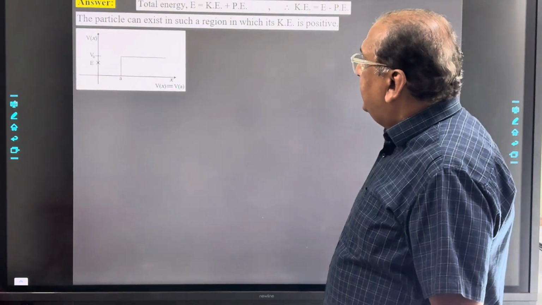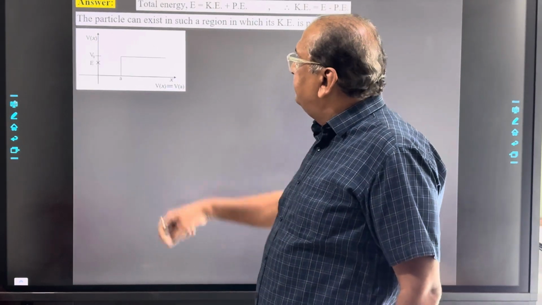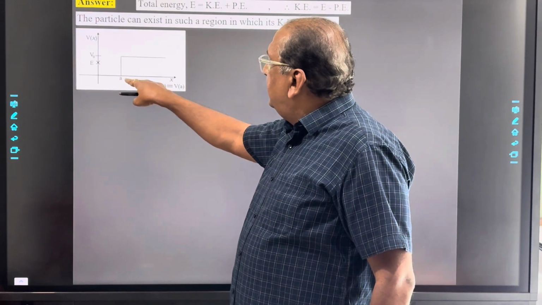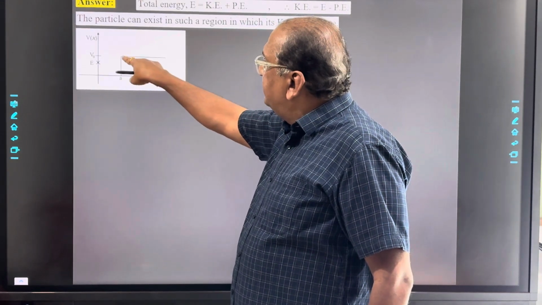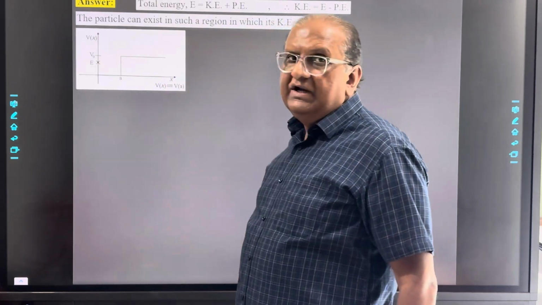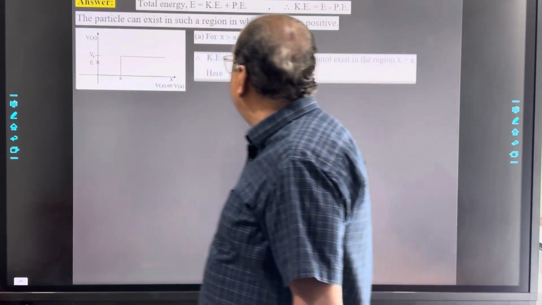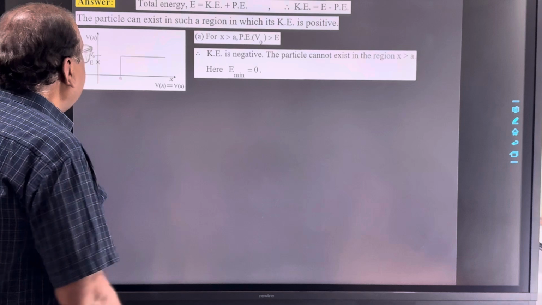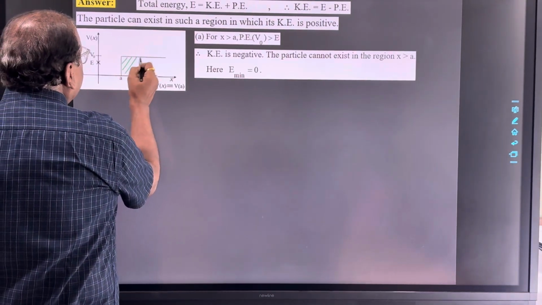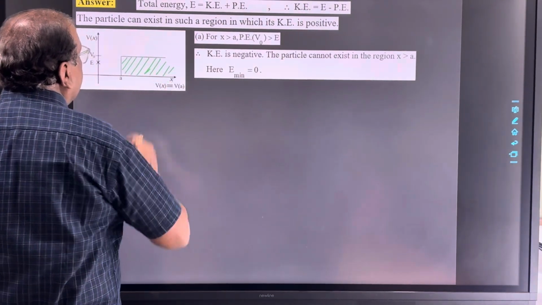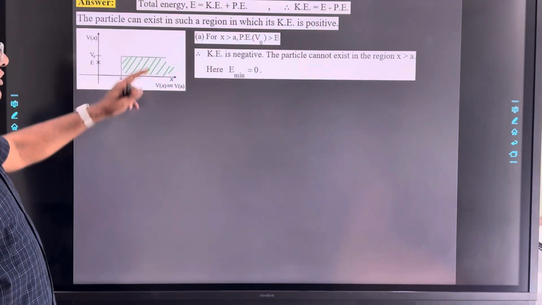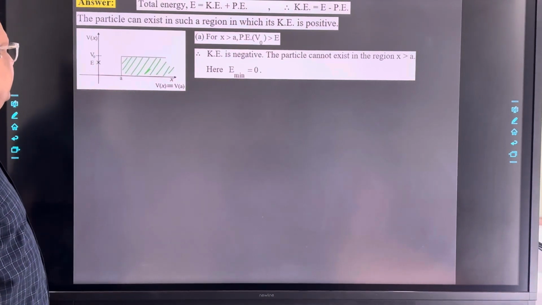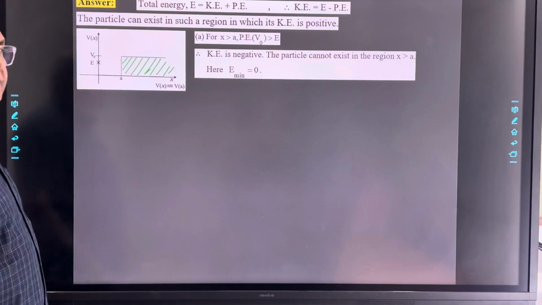Now see here, in this particular graph, the potential energy for x greater than a is greater than the total energy. It implies that the kinetic energy is negative in this particular region. Okay. So here the particle cannot exist in the region where x is greater than a, and here E minimum is 0.